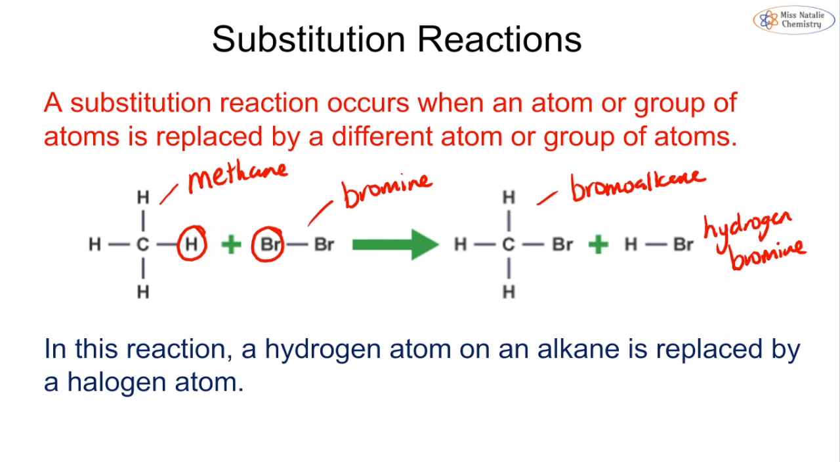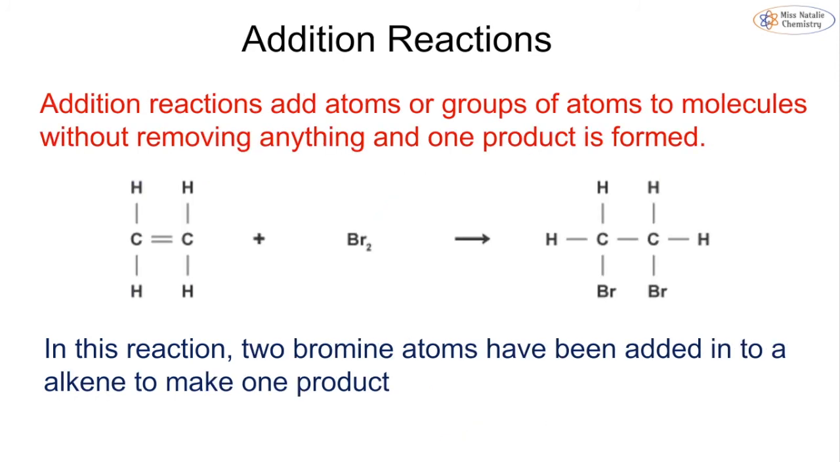So you can see that the hydrogen and the bromine atoms are switching places. They're being substituted. The bromine is moving on to the organic molecule with the carbon, and the hydrogen is moving to bond with the bromine. And you will cover this in more detail when you look at the alkanes topic. The last type of reaction is an addition reaction. Addition reactions are going to add atoms or groups of atoms without removing anything, and this time we get one product being formed.